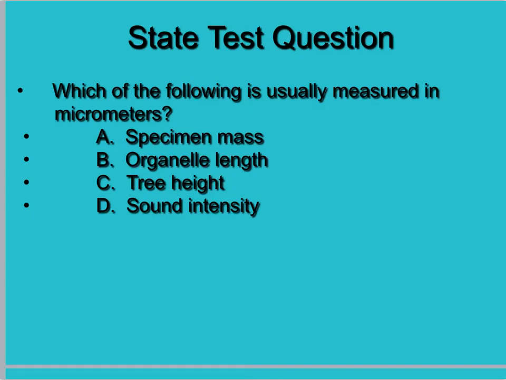So which of the following is usually measured in micrometers? Okay, well, meters is going to be some sort of length or height. Mass would be grams, so it's not mass. Sound would be like decibels. It should be dB, sorry. So it's going to be either length or height. So if it's microscopic, that's not going to be a tree. It's going to be B, organelle length.